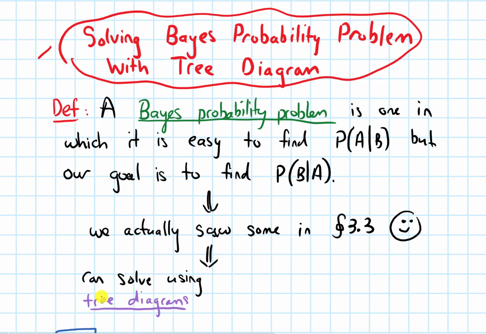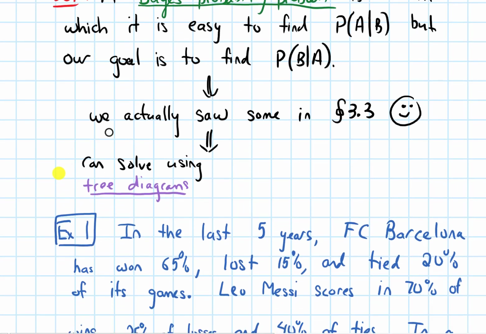There's also a formula for Bayes probability questions, but I'm not going to talk about the formula in this section just because I like the fact that we can really visualize where things are coming from when we do it with tree diagrams. Alrighty, so let's do an example.